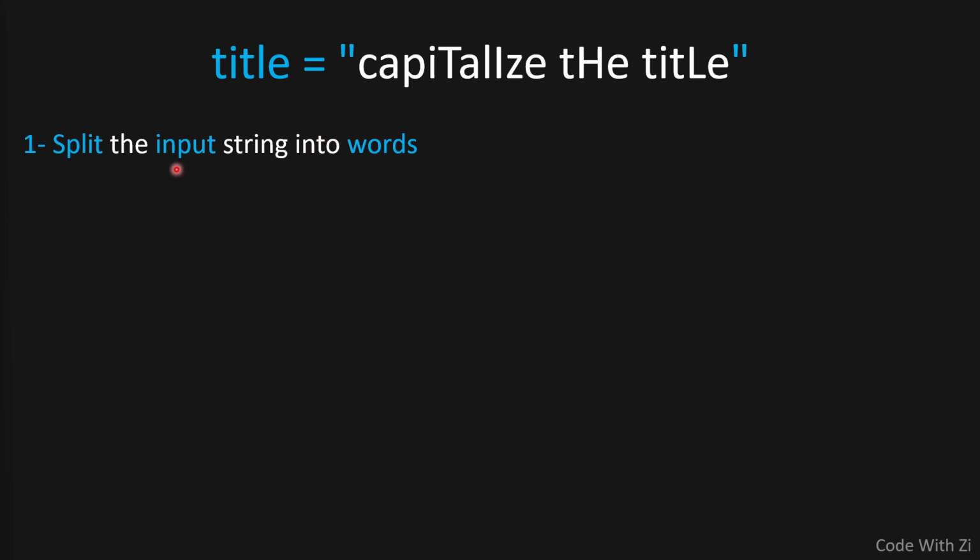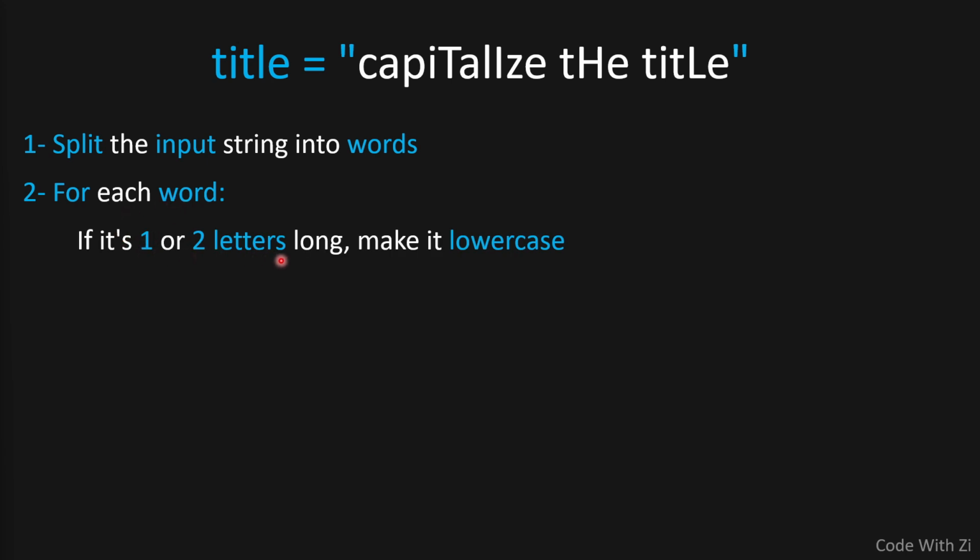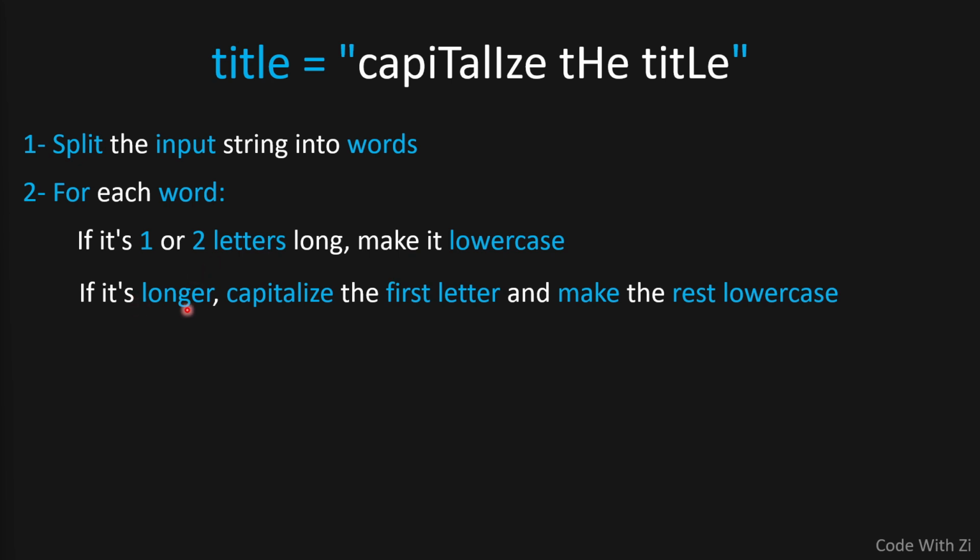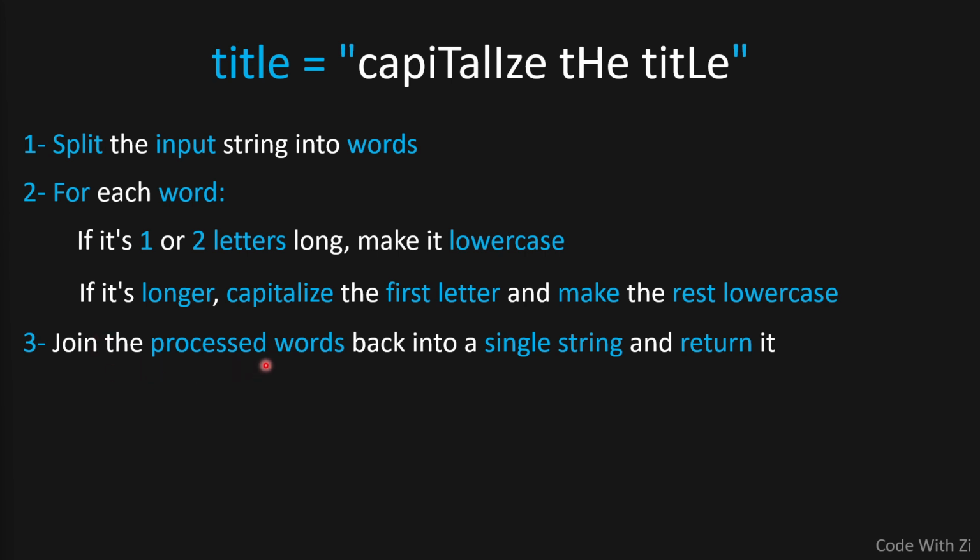And then after we're done with this step, we're gonna loop through our array. For each word that we loop through, we're gonna check if it is 1 or 2 letters long. If so, we're gonna make it lowercase. If that's not the case, meaning if it is longer, we're gonna capitalize the first letter and make the rest lowercase. The same thing that we just talked about, and don't worry, you're gonna see this in the visualization as well. And then at the end, we're gonna join the processed words back into a single string and return it, meaning we're just gonna turn the array that we have into a single string again, and we're gonna return it.